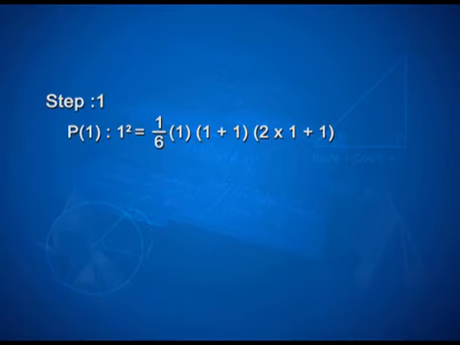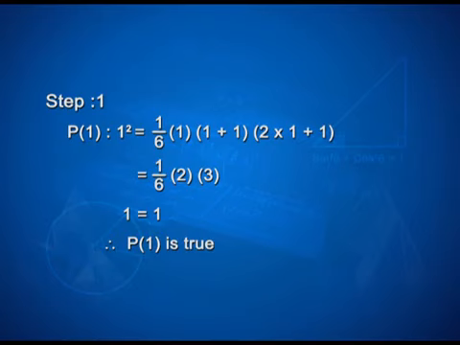In step 1, p of 1 is equal to 1 square, which is equal to 1 upon 6 into 1 plus 1 into 2 into 1 plus 1, which can be simplified as 1 upon 6 into 2 into 3. This gives us 1 is equal to 1. Therefore, p of 1 is true.